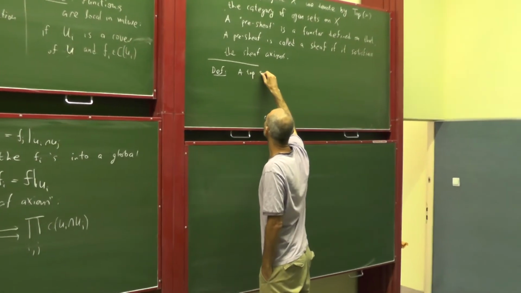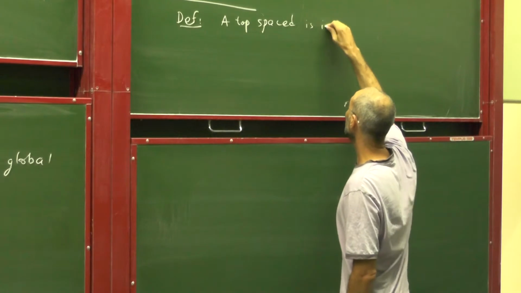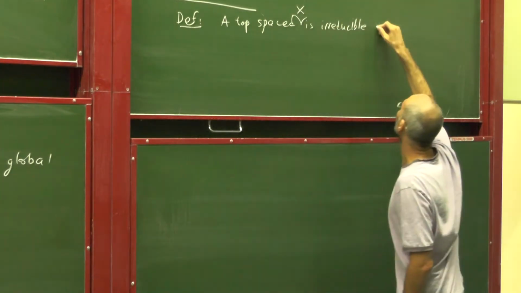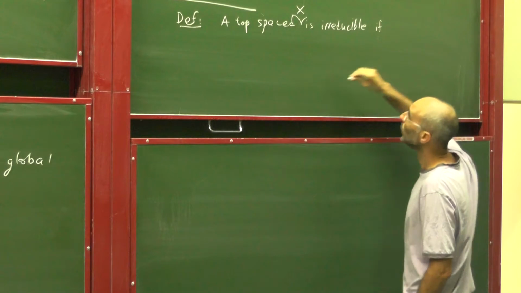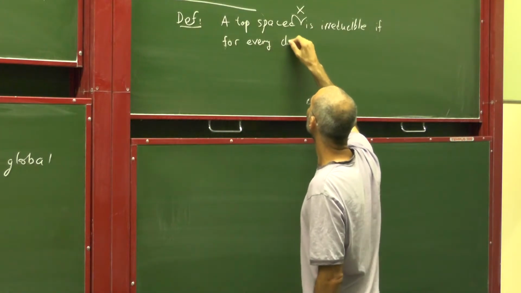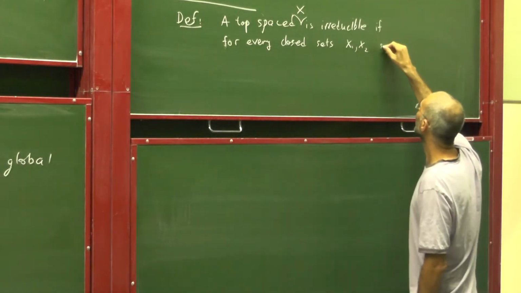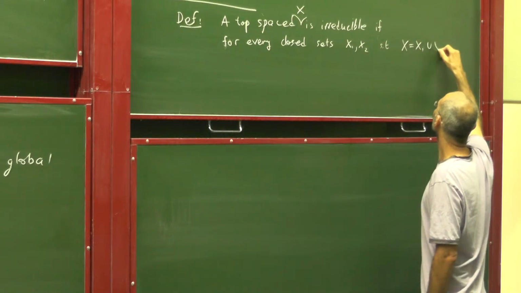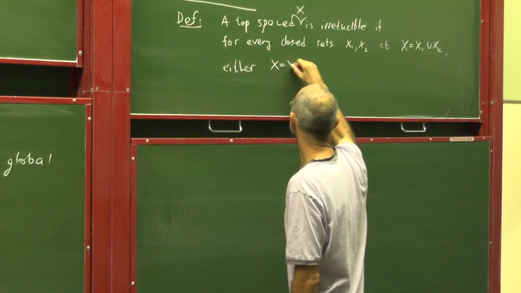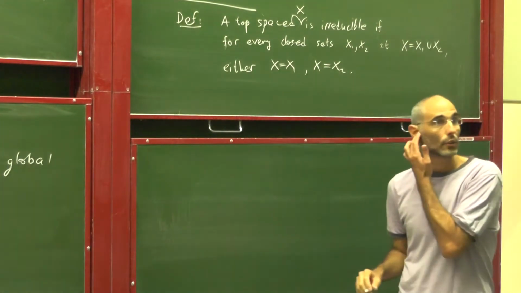A topological space X is irreducible if, for every pair of closed sets X1, X2 such that X is the union, either X1 is the full thing or X2 is the full thing. I cannot present it as a union of two proper closed subspaces.